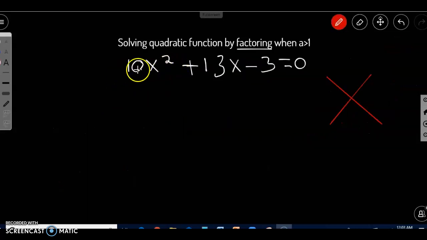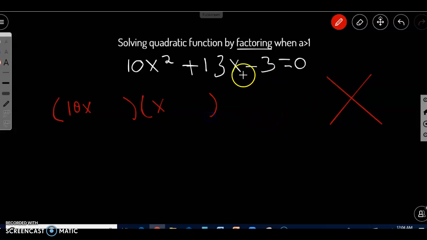Right, let's look at the next example. So here too, we can use the factoring method to solve this. So here we look for the factors. Since it's more than 1, we look for the factors of 10 and realize that it could be 10x and x here.